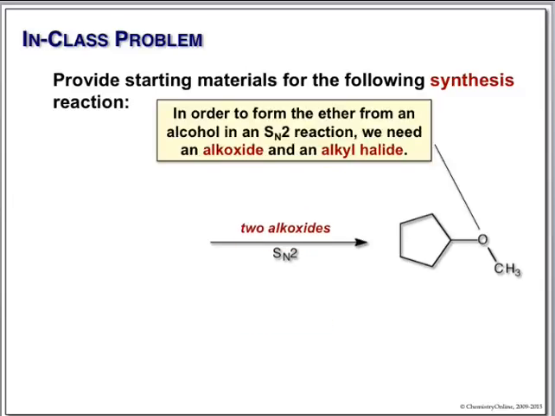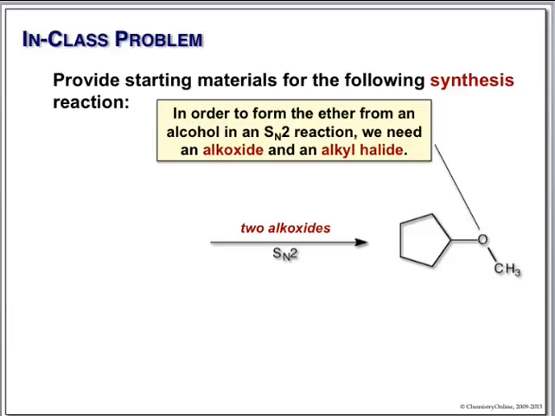Here's another synthesis problem. Here we are doing a Williamson ether synthesis. So we're making a simple ether, and I ask you to give me 2 possible alkoxides. And we're going to make this product. Again, it's an SN2 reaction. What you need to do is remember that we're going to use an alkoxide and an alkyl halide.